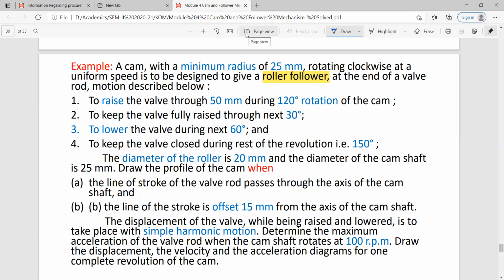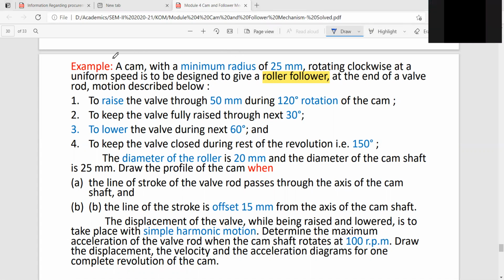So copy down the problem. Done. Sir, 2 minutes. Okay.